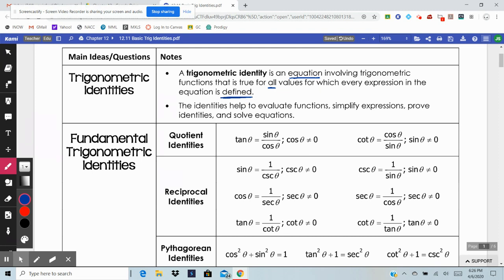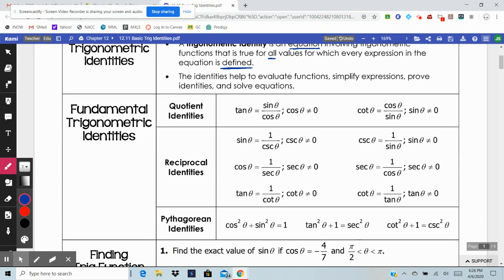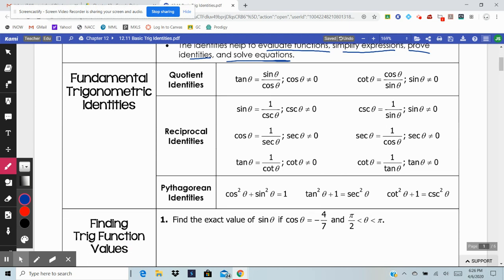Of course, it does have to be defined before we can use it, and we'll talk more about that in a second. The identities help us to do these things. We can evaluate functions with identities, we can simplify expressions, we can prove identities, and we can also solve equations. We're going to need these identities for lots of different things, so it's very important that at least these fundamental identities we commit to memory.